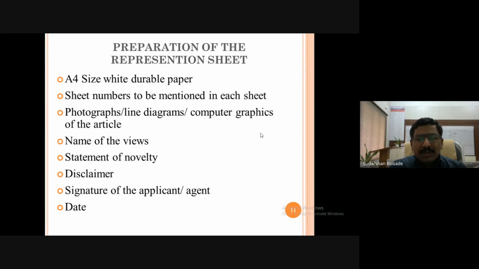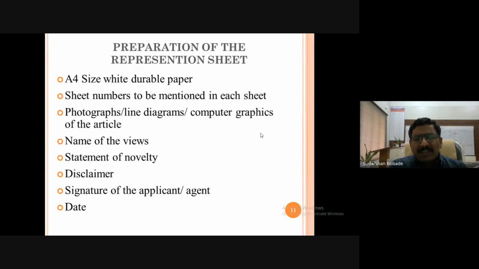The maximum number of views you submit with the application will give you the guarantee of granting the design patent. So whatever the maximum possible views of that object you can share with them, that will give ease for the examination. Second one: photographs, line diagrams, computer graphics of the article, that we have to put as the main concern of the content of the representation sheet. Then the name of the views. The name of the views should not create any sort of complication or confusion for the assessor.